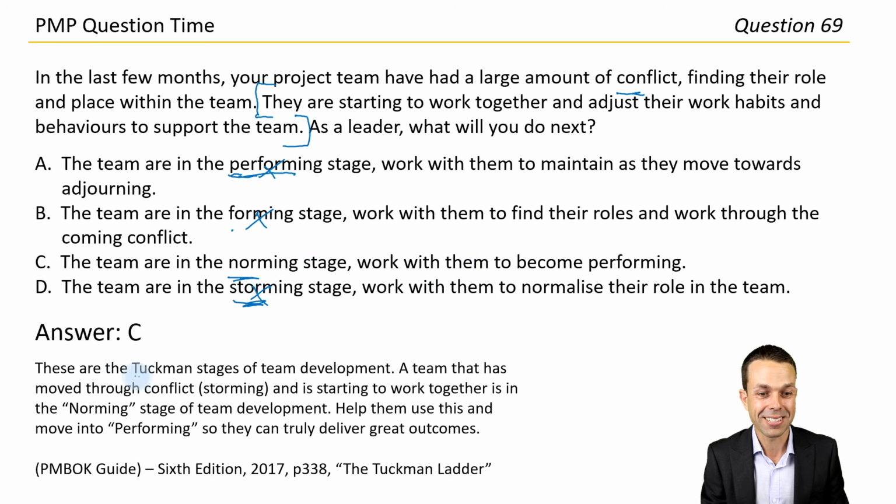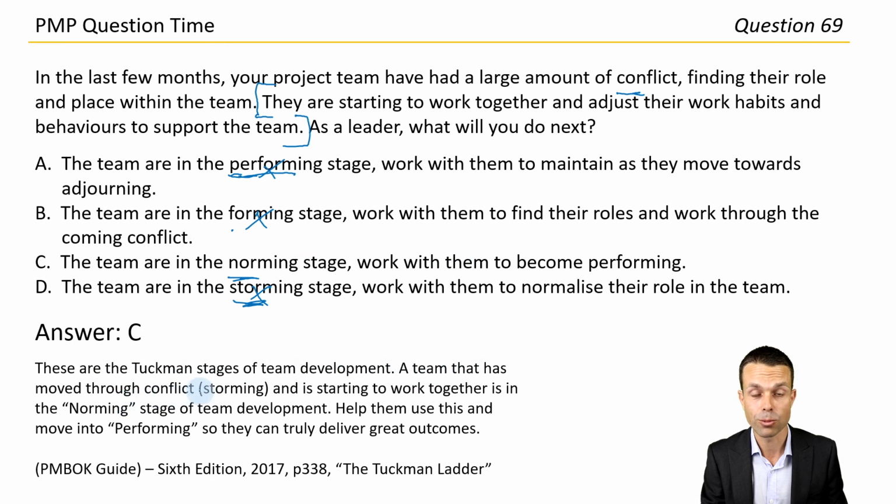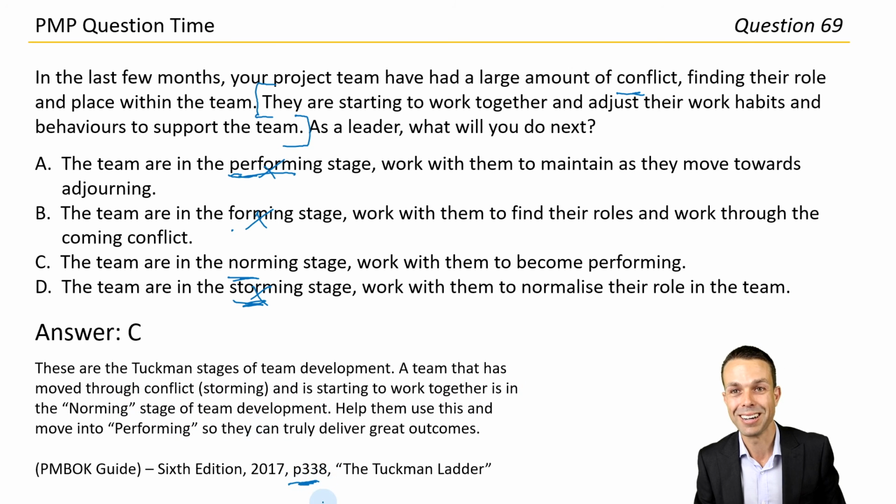There it is. These are the Tuckman stages of team development. A team that has moved through conflict, which is storming, and is starting to work together is in the norming stage. Help them use this and move into performing so they can truly deliver great outcomes. Page 338, the Tuckman ladder in the PMBOK Guide 6th edition.